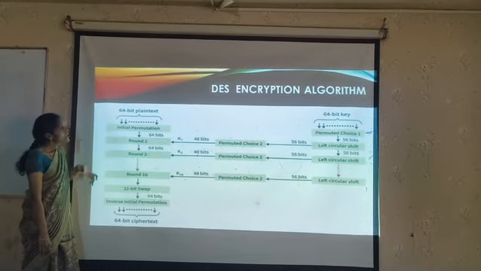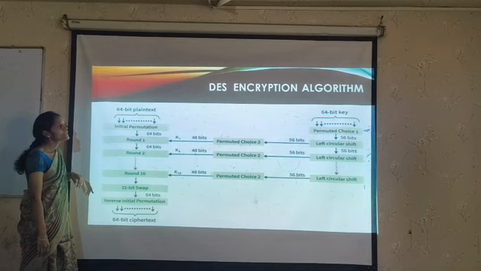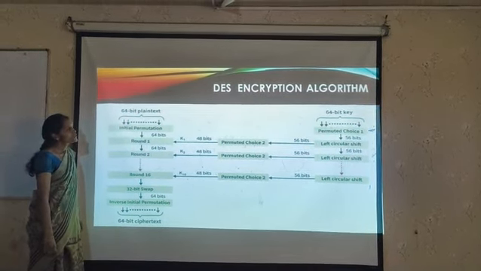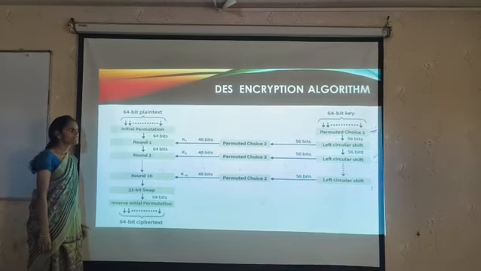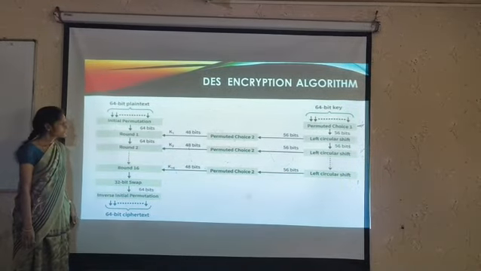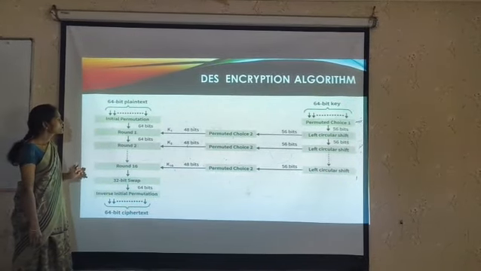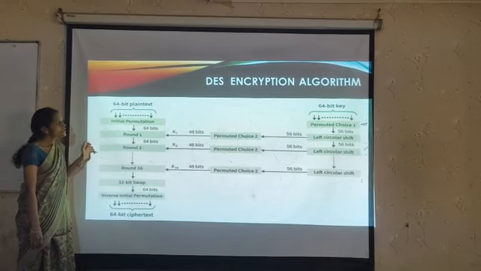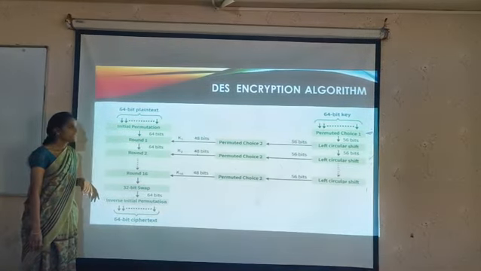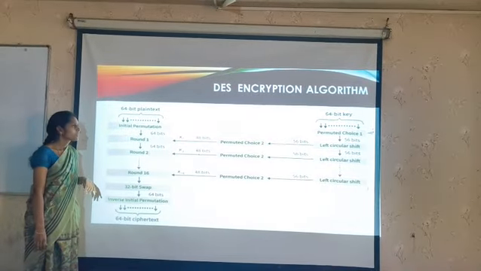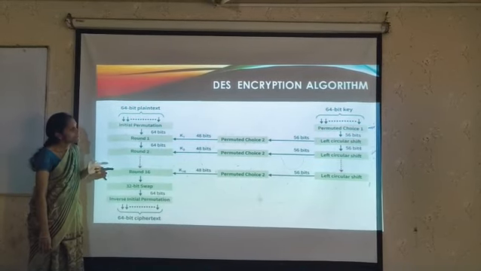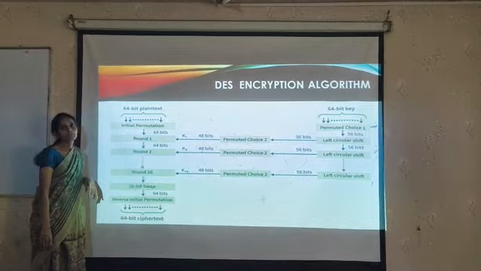And it will take 64-bit key. That 64-bit key will be converted into 56 bits and that 56 bits will be again converted into 48 bits. If you observe, we have 16 rounds and for each round we have to use 48-bit key, that is called round key, and that 48-bit key will be generated with the help of 56 bits.